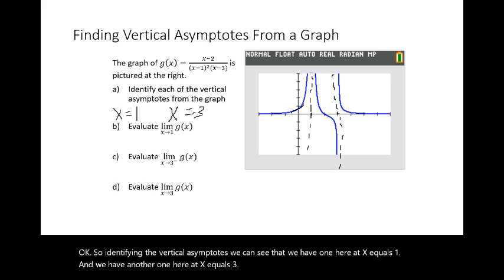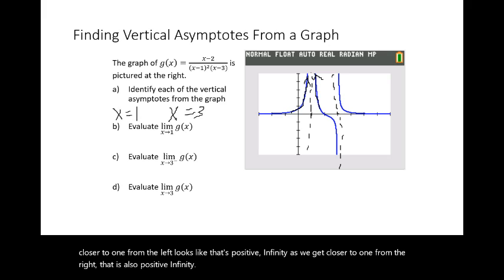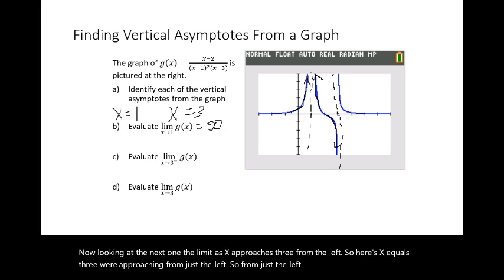So as we get closer and closer to 1 from the left, looks like that's positive infinity. As we get closer to 1 from the right, that is also positive infinity. So the limit as x approaches 1 from both sides is equal to positive infinity. Now looking at the next one, the limit as x approaches 3 from the left. So here's x equals 3. We're approaching from just the left. So from just the left, looks like this graph is approaching negative infinity.